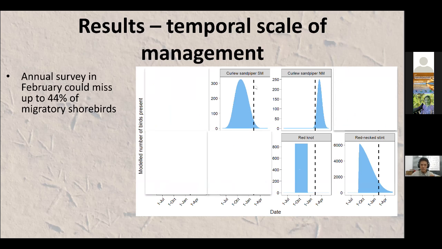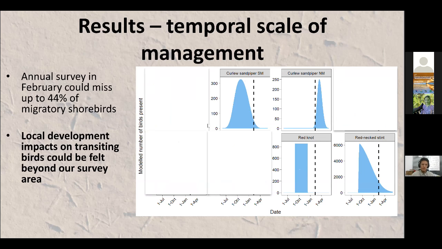But for transiting species like the curlews, Empire birds, and red knots, we found that an unlucky count in February could miss up to 44% of the migratory shorebirds. What that means is that any local development in the Gladstone region can still have an impact on transiting birds that spend their non-breeding season beyond our survey area. So if you conduct regular surveys in your study sites, but are constrained by the amount of funding and time, and decide to carry out just one single survey during the non-breeding season, you have to be very careful of what you may be missing and choose your timing very carefully.